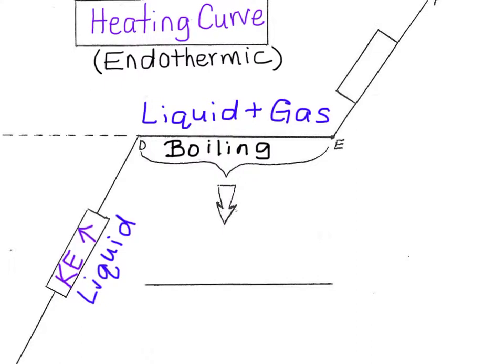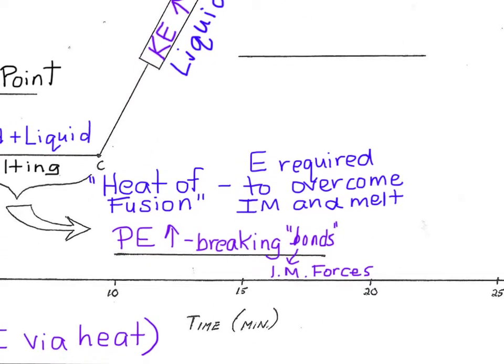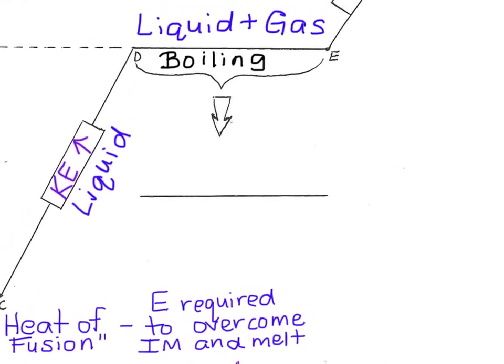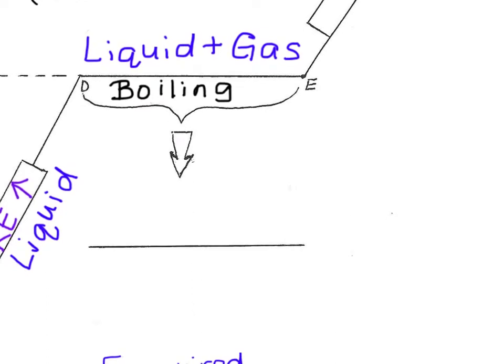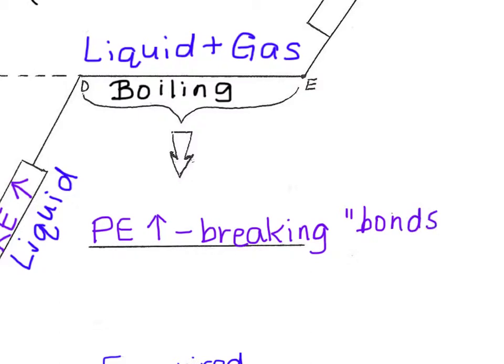We're not turning the hot plate off, so energy is still going in, but just like before, when we melted, now, when it's boiling, we will have the same process taking place. We have the energy that's going in as heat being converted to potential energy, which is increasing as we are breaking bonds. And remember, those bonds are actually intermolecular forces, those forces that hold the molecules side by side.